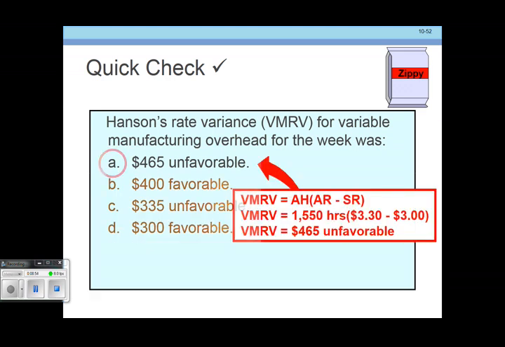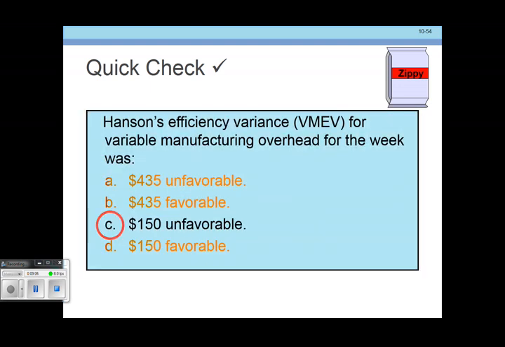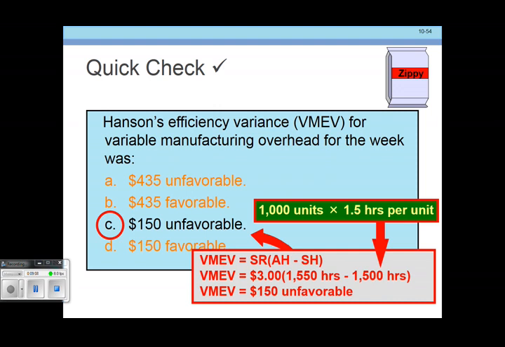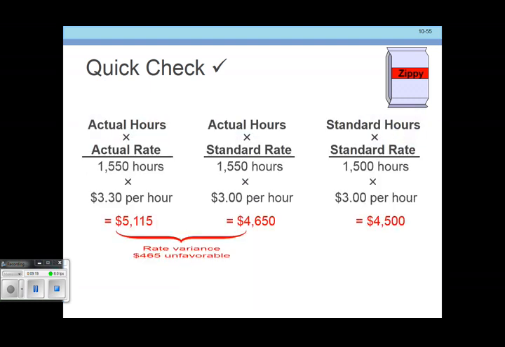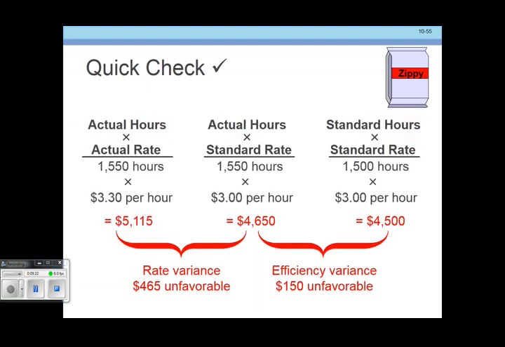And let's go ahead and do it this way. So there's the 1,550 hours. Must have been 330, and so it's 465 unfavorable. And it's $150 unfavorable. We already saw that they spent 50 hours more at $3 per hour, so that's $150 unfavorable. And once again, there it is in my preferred format.